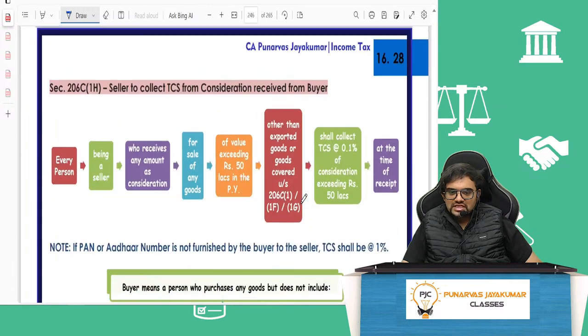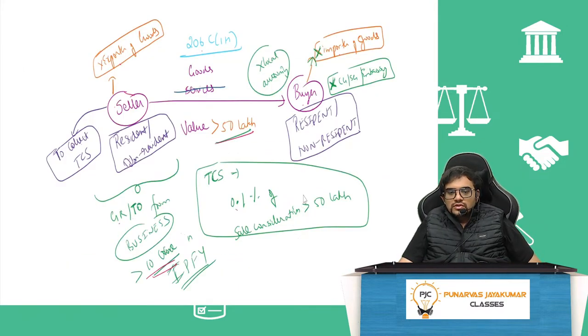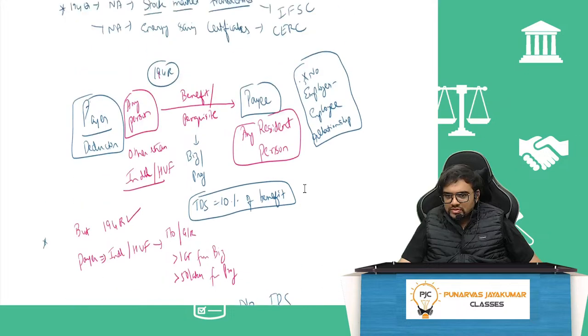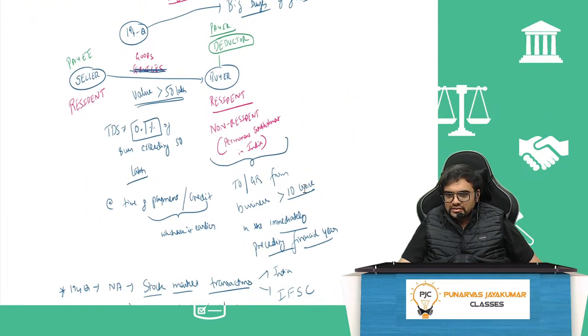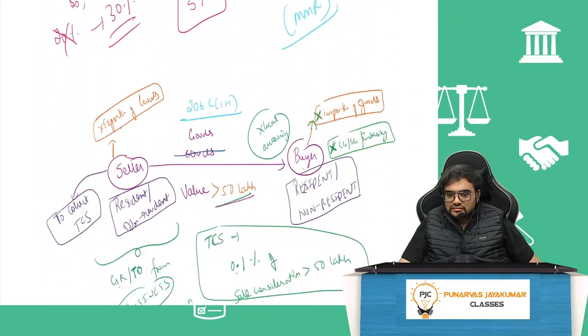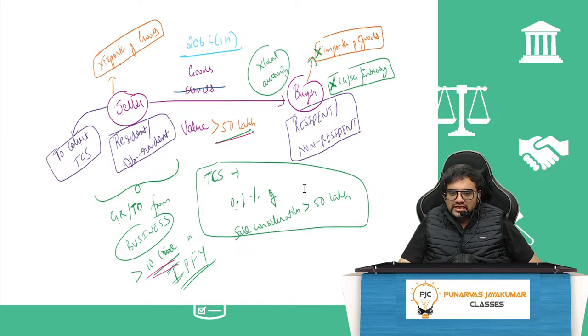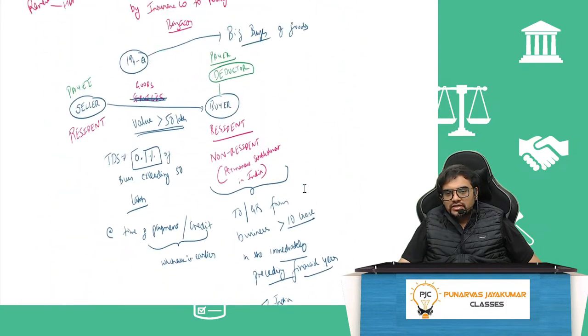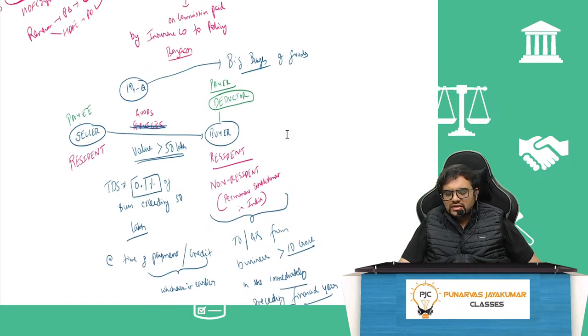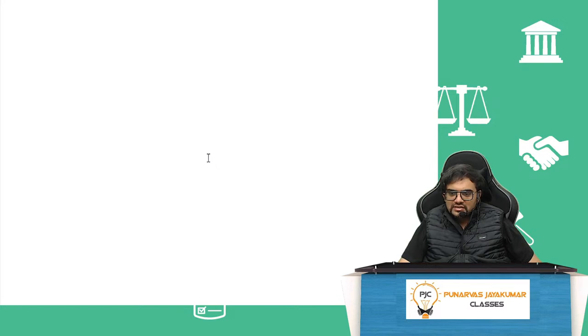Then comes 206C1H. 206C1H is also selling of goods, but here you have a big seller, not a big buyer. If you see the other section, 194Q was big buyer. Here it is big seller. Seller is exporter of goods are not covered. Seller to collect TCS. Seller can be resident or non-resident. Buyer can be resident or non-resident. Value is more than 50 lakh. There also value more than 50 lakh only. Here if you compare, here buyer was resident. Seller was resident, sorry. Buyer can be resident or non-resident. Value more than 50 lakh, goods. And big buyer. Here it is big seller.